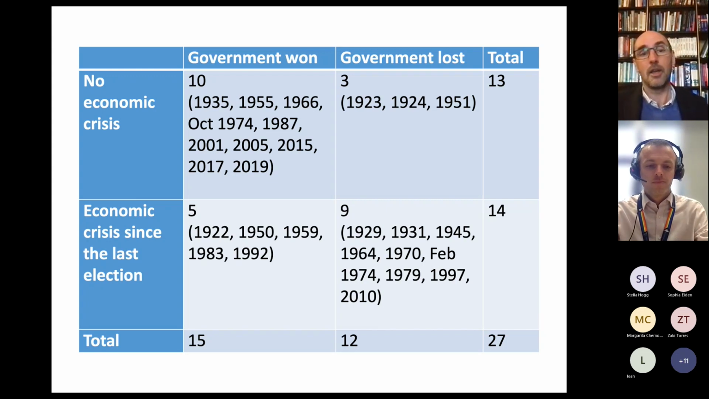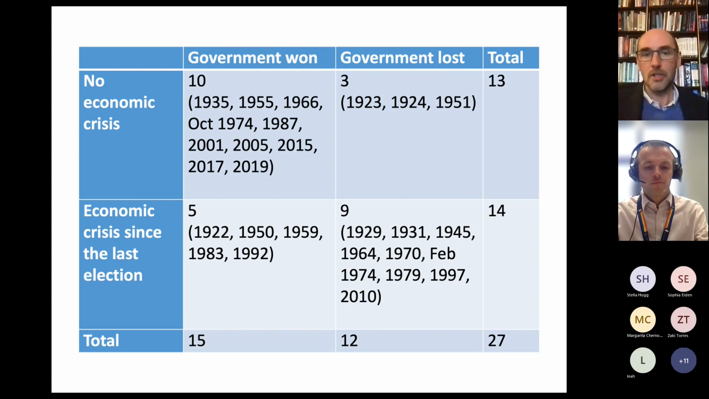And then there are 5 elections where the government managed to win despite there being an economic crisis. Now, this is not a perfect relationship, but it's quite a strong correlation, quite a strong pattern of association. But I think it actually is stronger than this table reveals because of what's going on with these 5. And I think we can explain these 3 as rather unusual. So the first thing to notice is these 3 are extraordinary elections because they all occurred within a year of the last one.